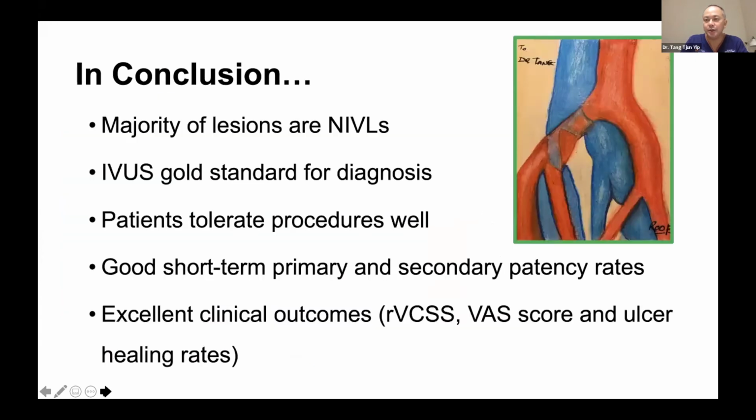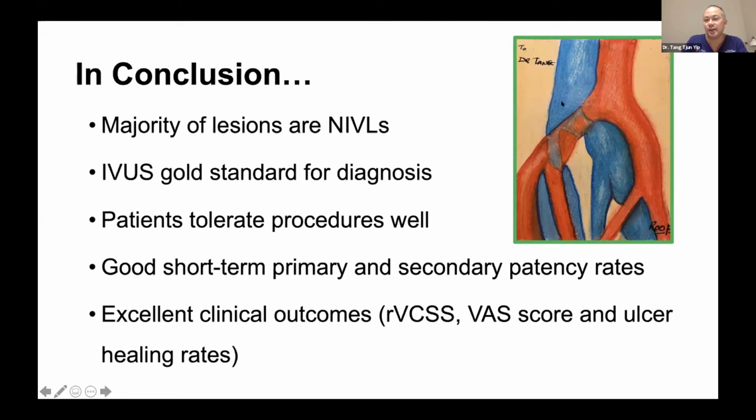So in conclusion, guys, the majority of our lesions here in Singapore are NIVLs. IVUS remains the gold standard for diagnosis and for treatment, in my opinion. Patients tolerate this procedure very well. They stay one night, they go home the next day. There are good short-term primary and secondary patency rates, and the median patency rate that we've got for this stent at 2 years is excellent. You get excellent clinical outcomes and very fast healing rates with ulcers.